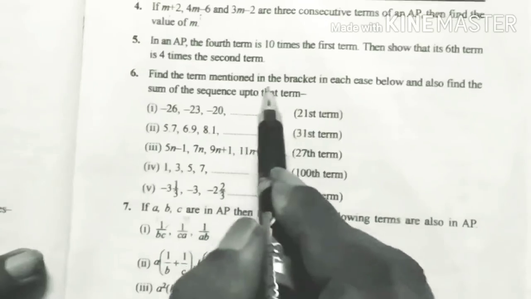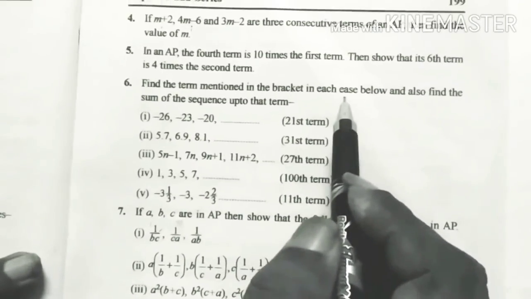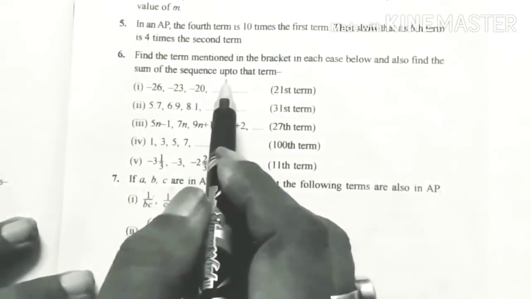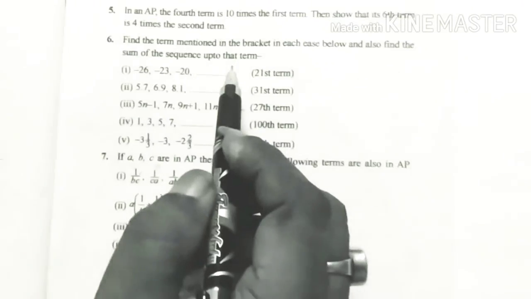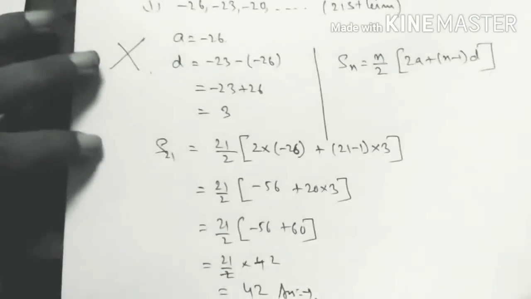Before this, I would like to read question number 6 again: find the term mentioned in the bracket in each case below, and also find the sum of the sequence up to that term. Two questions are given here. So earlier there was some mistake, so I have cancelled it. I am doing the same question again for you, and I am writing the sequence here.